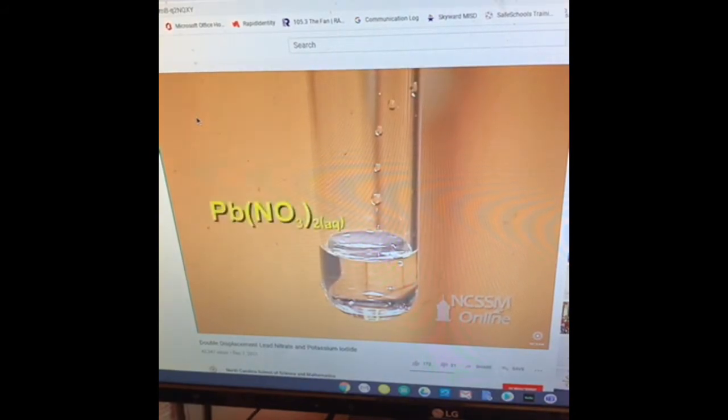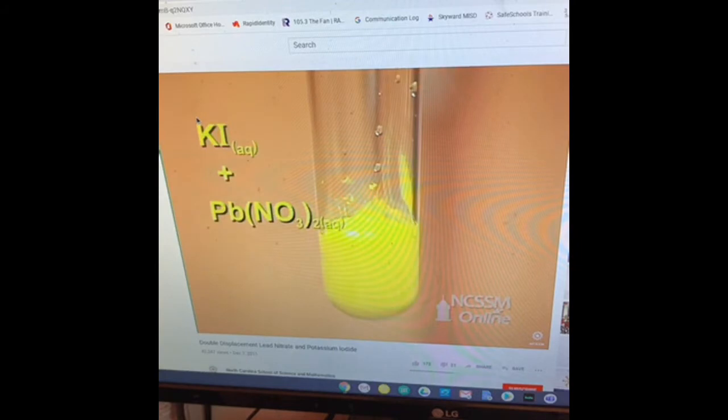In the double displacement reaction of lead nitrate and potassium iodide, we have a colorless solution of lead nitrate. We'll add a colorless solution of potassium iodide. As the potassium iodide reacts with the lead nitrate, formation of a bright yellow solid, which is lead iodide.